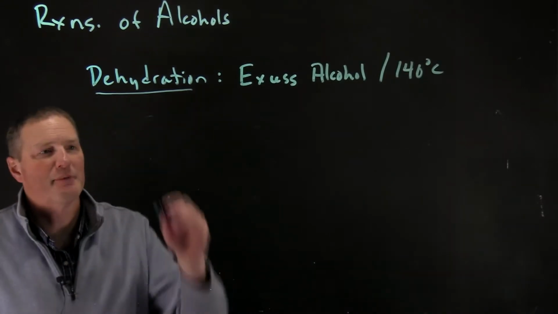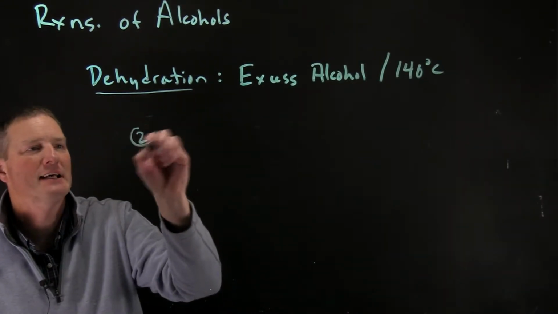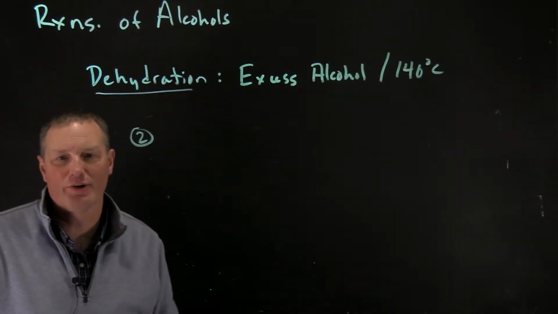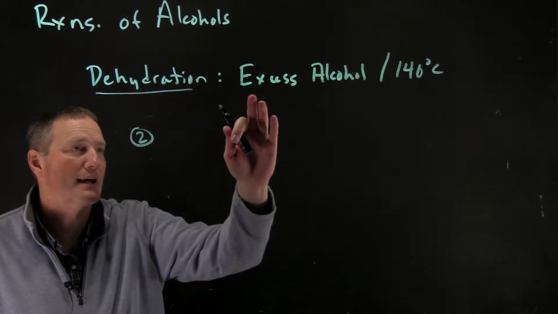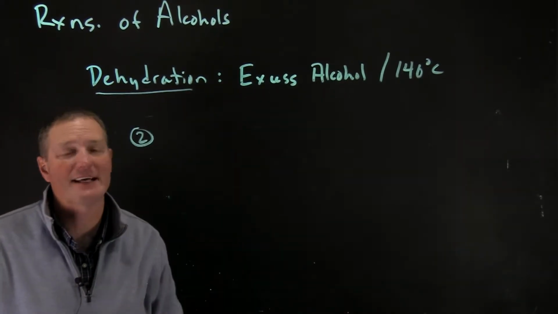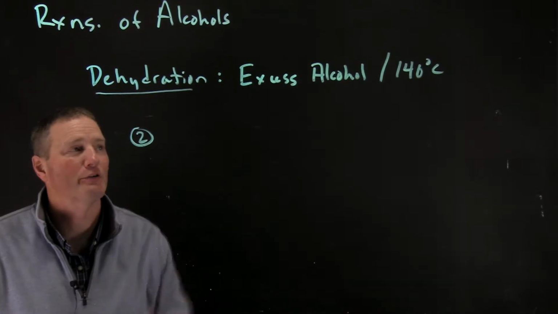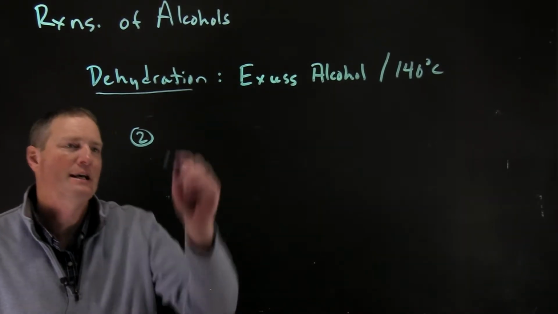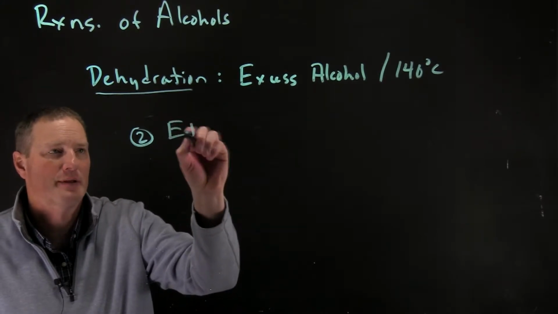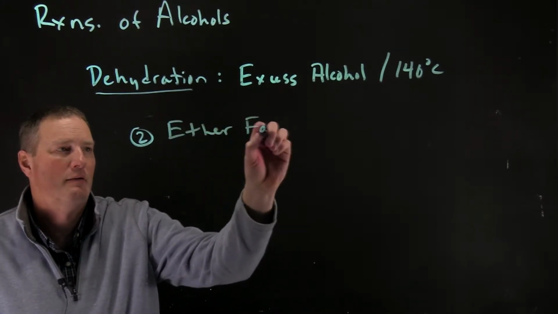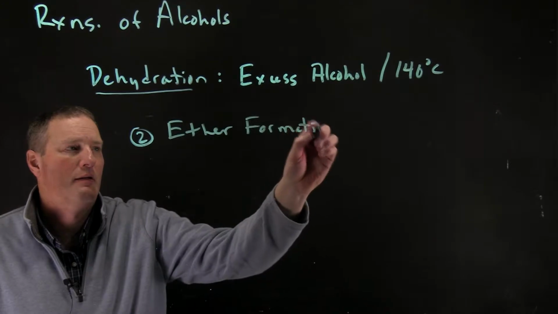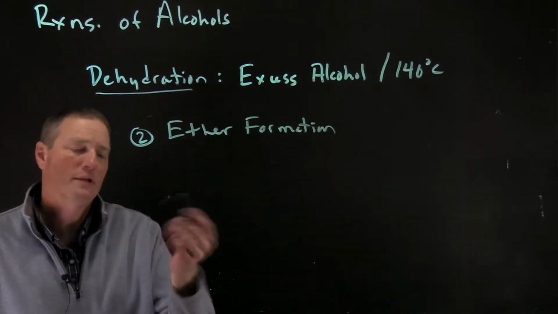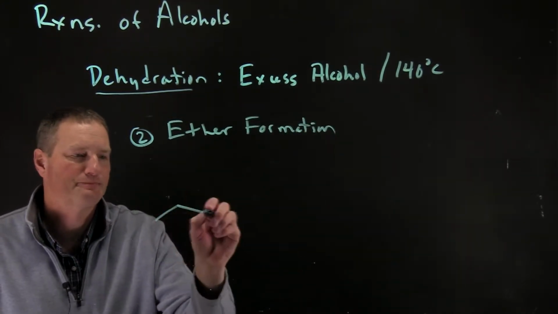In this second example, we're going to take a look at the dehydration of alcohols, but in this case, we're going to look at reagent conditions that have an excess of alcohol and 140 degrees for heat. So this is a little bit lower heat than the prior example. This is going to be ether formation. All right, so let's just look at a simple example here.